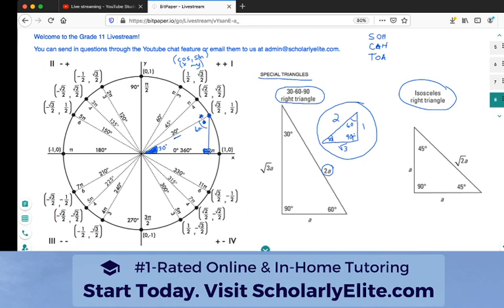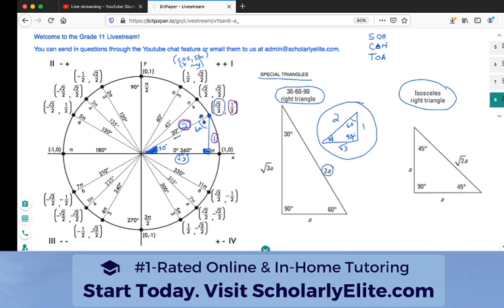So if I'm looking at SOHCAHTOA and I know that my side length here is root 3, and this side length is 1, and the hypotenuse has a length of 2, and I want to solve for the cosine of 30 degrees, then I'm going to look at the adjacent, which is root 3, and the hypotenuse, which is 2, and simple enough, you get root 3 over 2. Now, if I wanted the sine of 30 degrees, I'm going to look at the opposite length and the hypotenuse, and then I'm going to get 1 over 2.